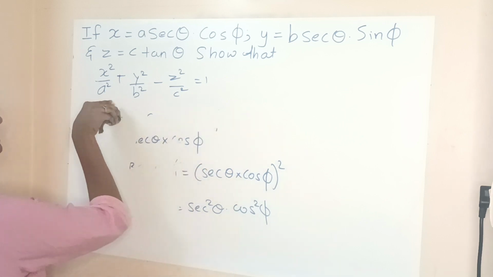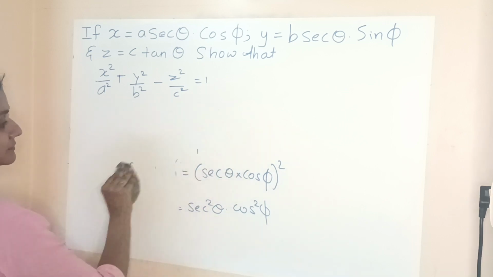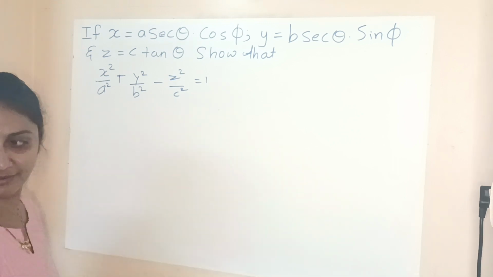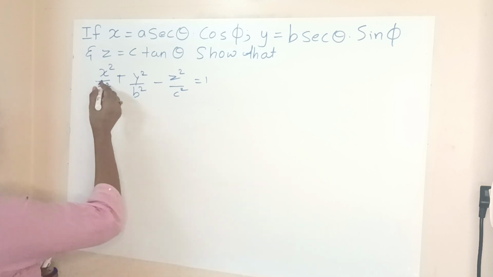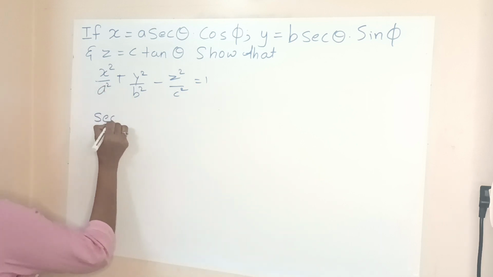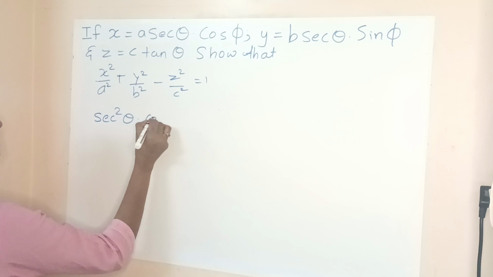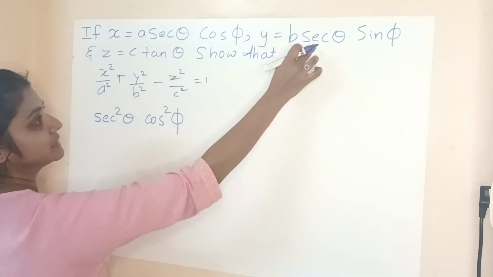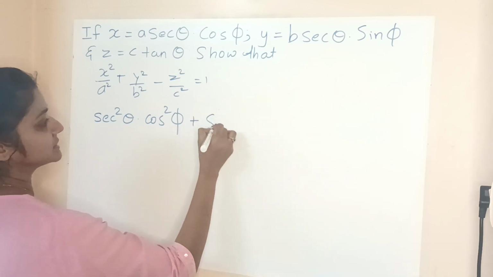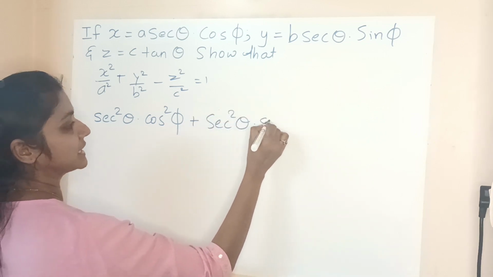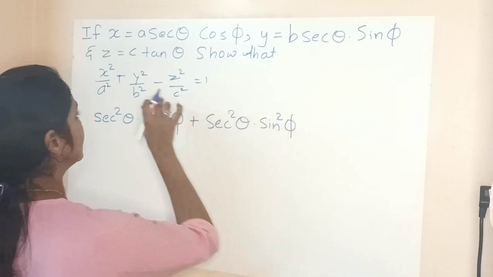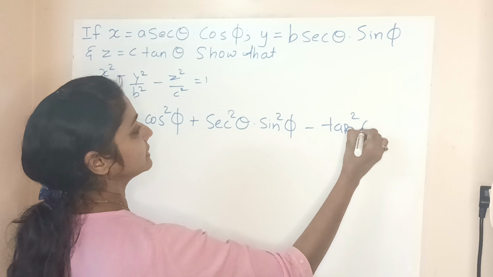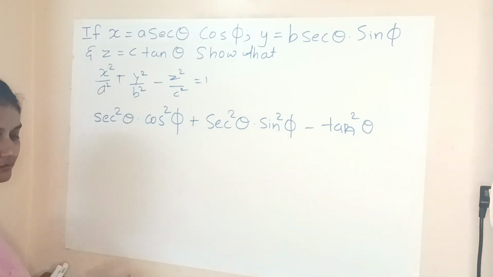So then, after getting all these values, what will we do? We'll just substitute in this format, like how they asked us for the m by m plus n power 2 by 3. So in this place what will I write? Sec square theta into cos square phi, right? In this place what will I write? y by b square, sec square theta into sin square phi. And minus what will come? Tan square theta. Till here fine?